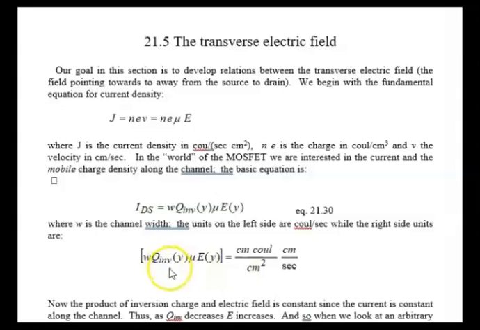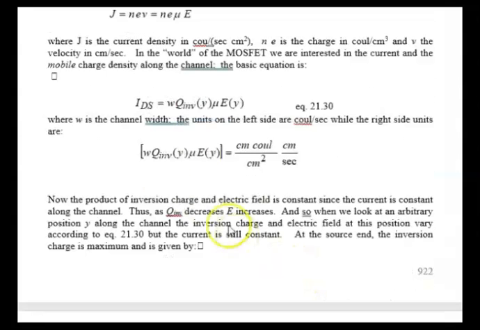We can see that this is the correct equation just by doing the units. The units of W are centimeters. The units of Q inversion are coulombs per square centimeter. And all these units here reduce to centimeters per second.